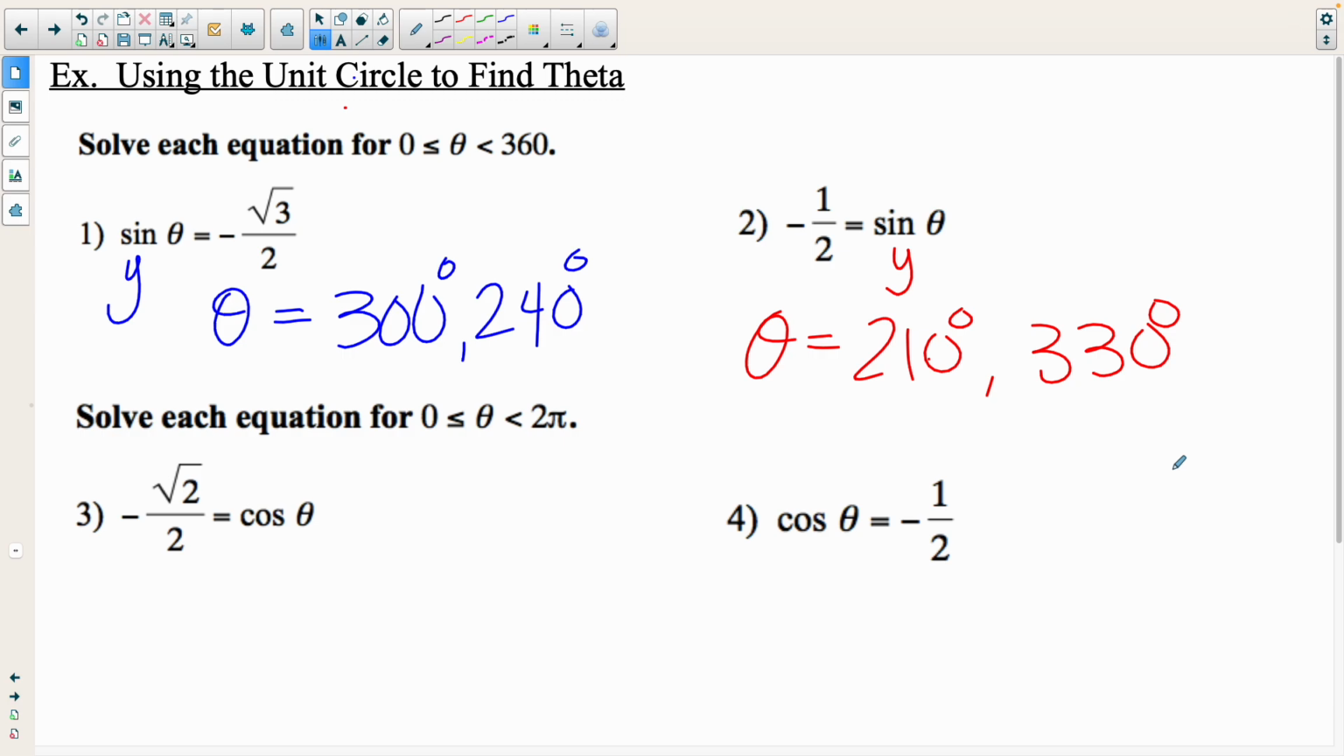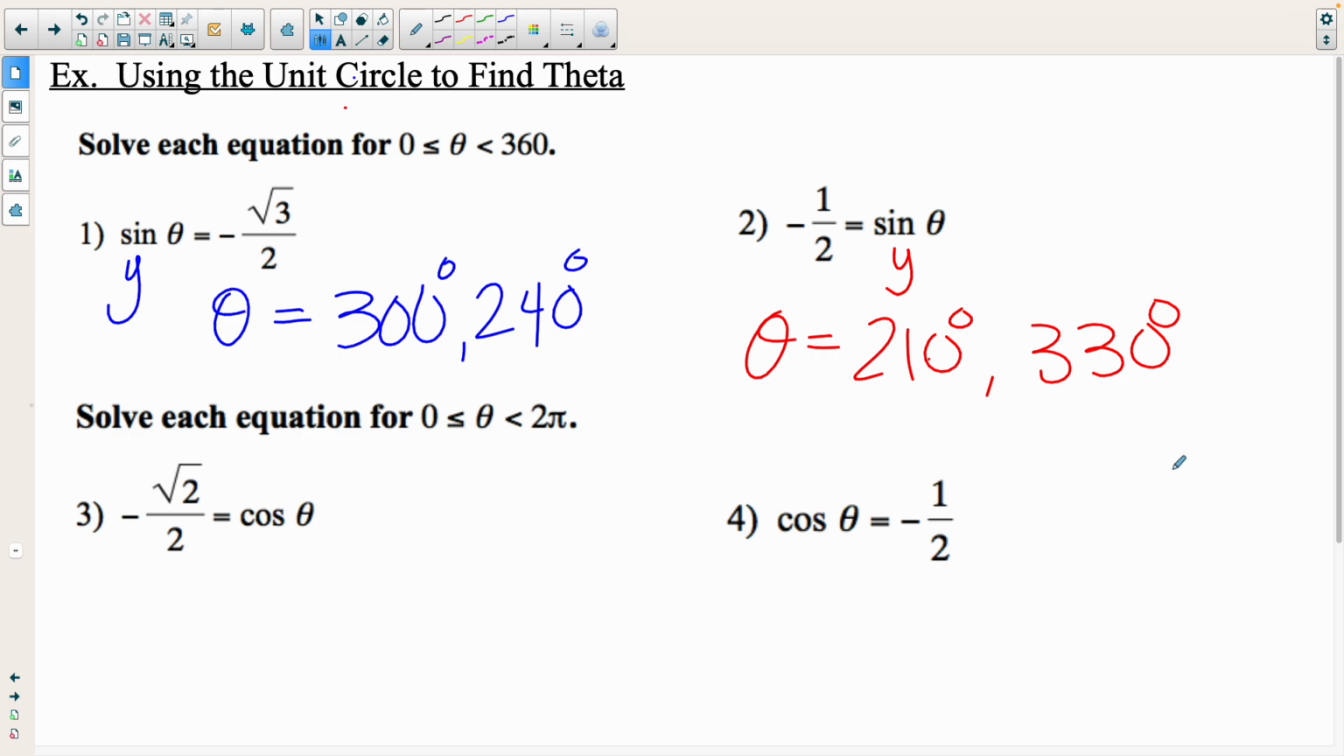And if you ever need to check to see if your degree measure made sense, remember you can just plug it in here, right? Is 300 between 0 and 360? Yes. Right, is 240 between 0 and 360? You'll see when the constraints change that if you plug it in there and it doesn't work, then that's not going to be a solution.